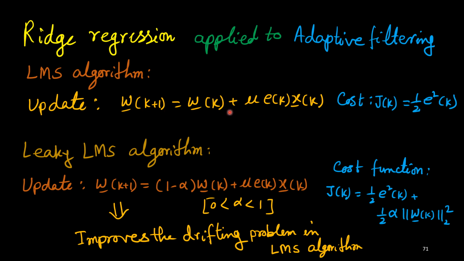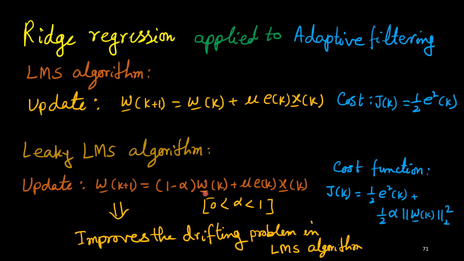From wk, in a recursive way, we'll get wk plus 1. So wk plus 1 equals wk plus this correction term mu into ek into xk vector. Mu is the learning coefficient. Now, if I add this constraint, the L2 norm penalty, with this cost function half of e square n, and modify it in that way, then we'll get this kind of update.